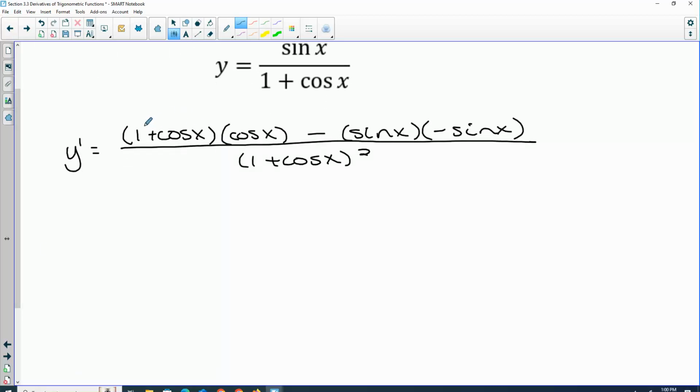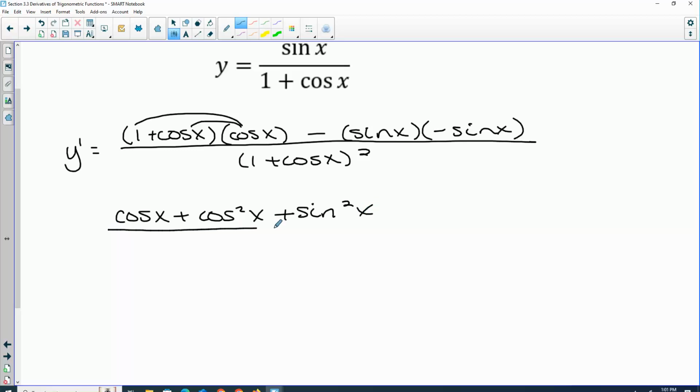So, on the top, we distribute. 1 times cosine x is cosine x. Cosine x times cosine x is cosine squared x. Sine and negative sine, so that would turn into a positive sine squared x. If it were 1 minus cosine squared, we could simplify the bottom, but 1 plus cosine squared, we can't.